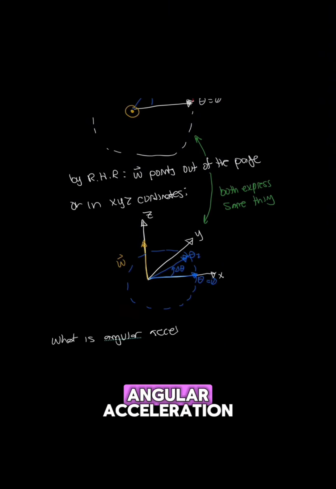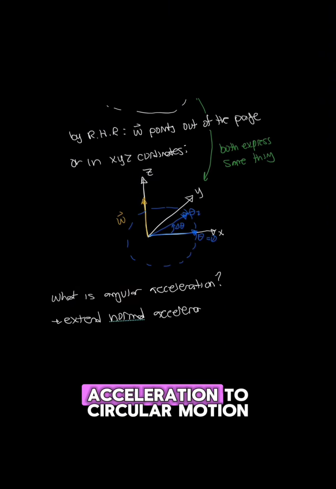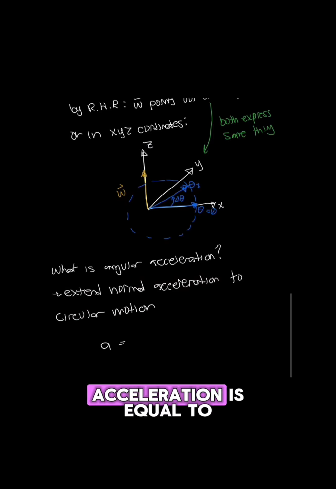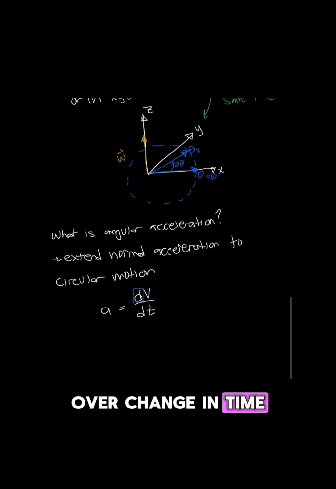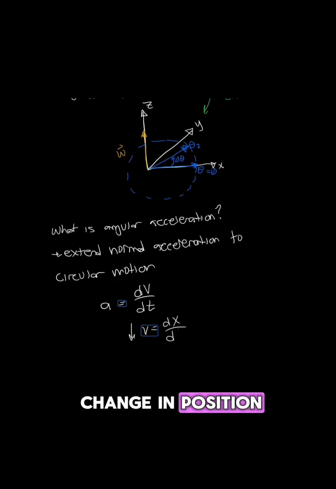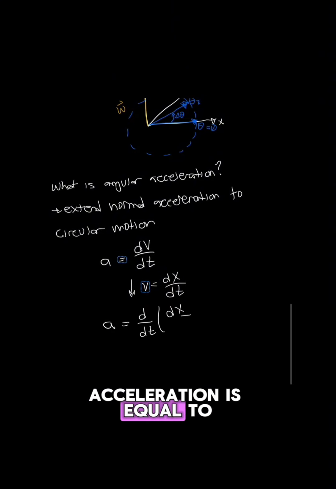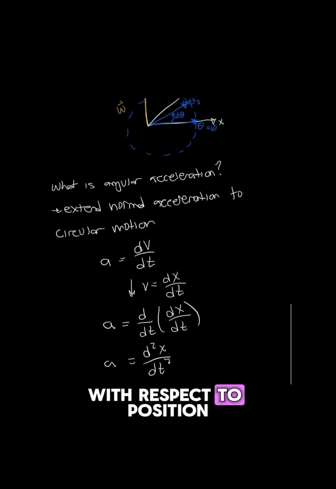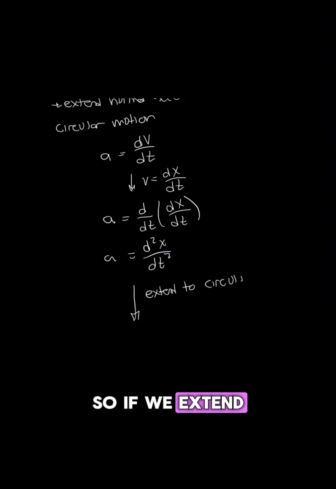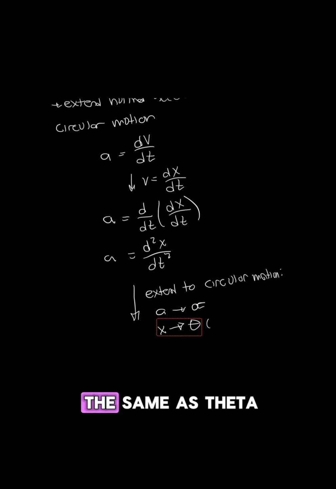But what is the angular acceleration? We can extend normal acceleration to circular motion. So we know that acceleration is equal to the change in velocity over change in time. And we know velocity is equal to change in position over change in time. So acceleration is equal to the second derivative of position with respect to time. If we extend it to circular motion, a is actually going to be equal to alpha, and x is the same as theta.